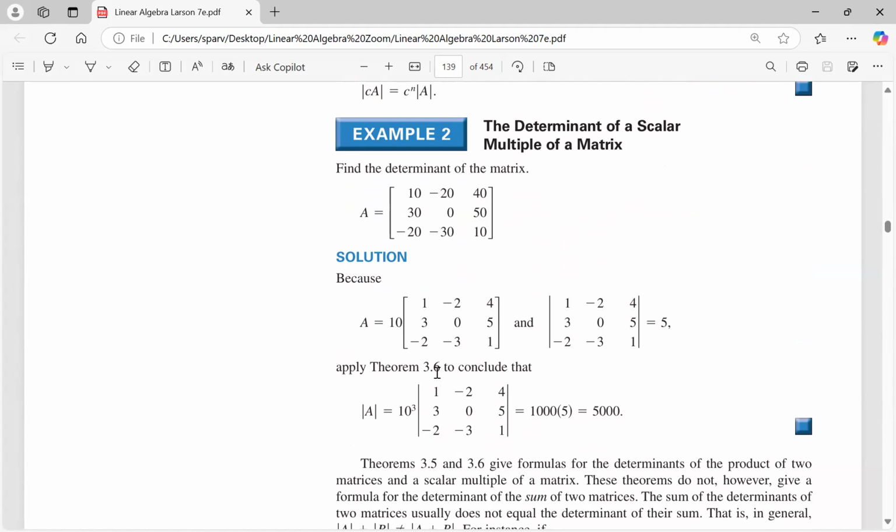Okay, now the determinant of the original A is going to be 10 cubed, because he factored the 10, remember, from every row. So it's going to be 10 cubed times this matrix. Oh, I'm sorry, this matrix. And the determinant of this matrix is 5, so you get 5,000.